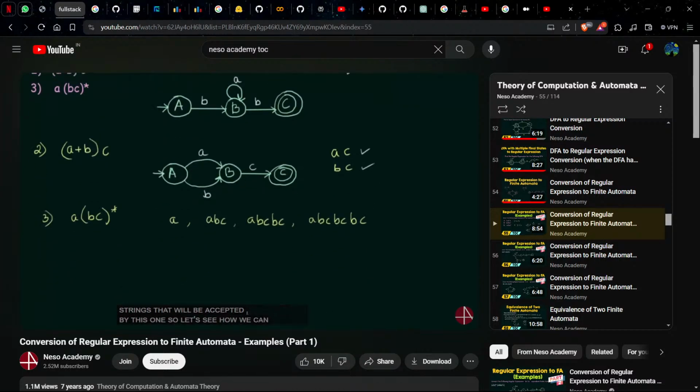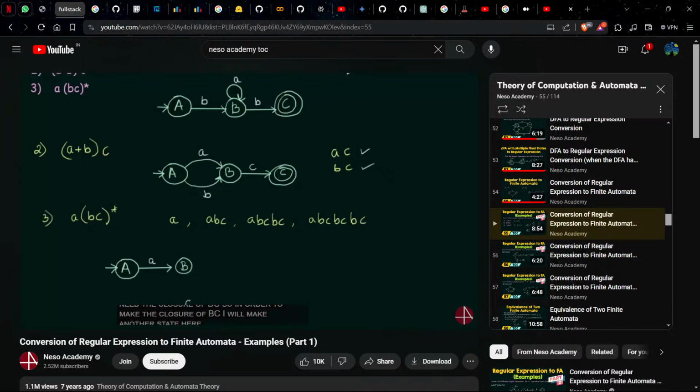So let's see how we can design the finite automata for this. I'll start with a state which I will call state a, which will be my starting or initial state, and I'll make another state b, and a will go to the next state b on getting input small a. Okay, so we're done with this part. Now I need the closure of bc. To make the closure of bc, I will make another state, state c, and from state b it will go to c on getting input small b, and from c it will go back to state b on getting input small c. And I will make b my final state.